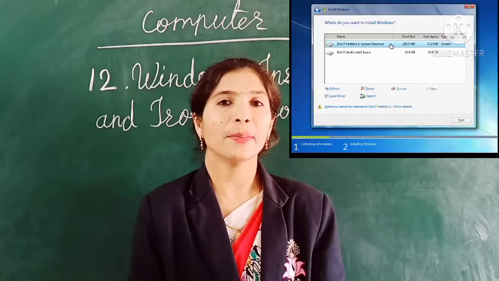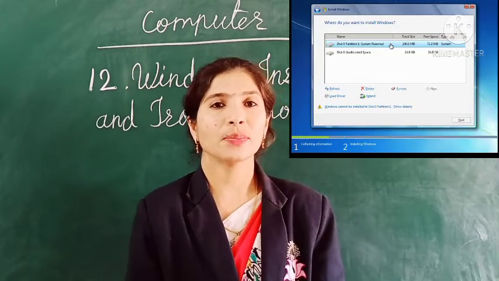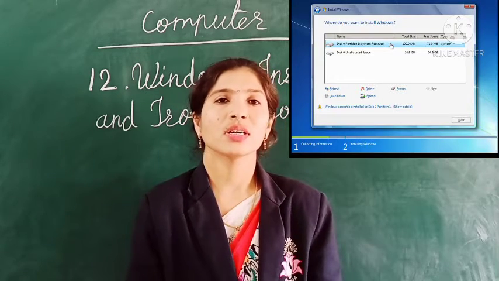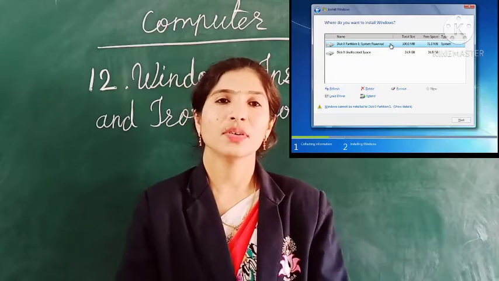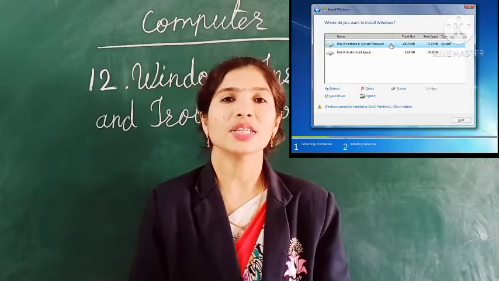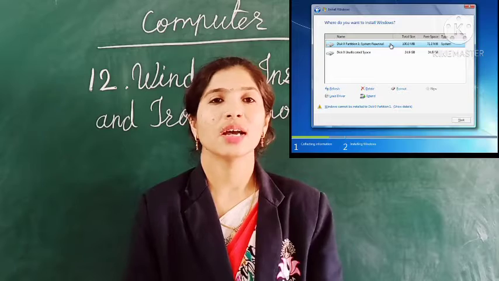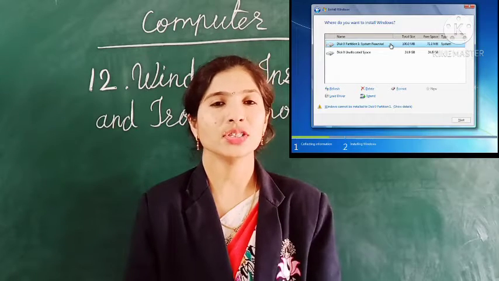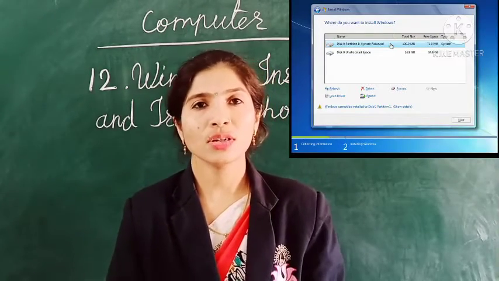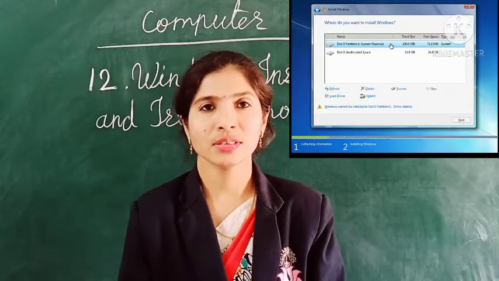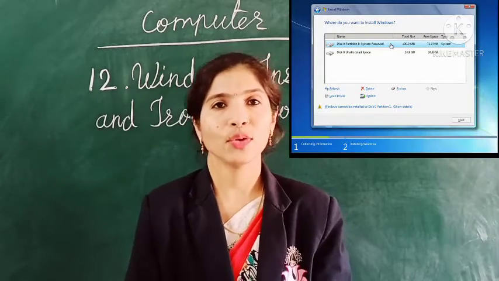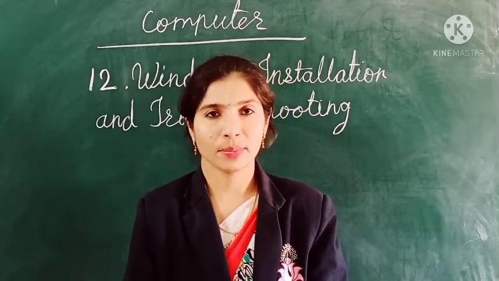When you perform an installation, the Windows setup program examines the hard disk and offers some options. First, create a new partition on an unpartitioned hard disk, and create a new partition on a partitioned hard disk. Install on an existing partition, or delete an existing partition. You should select one of these options based on your requirements.